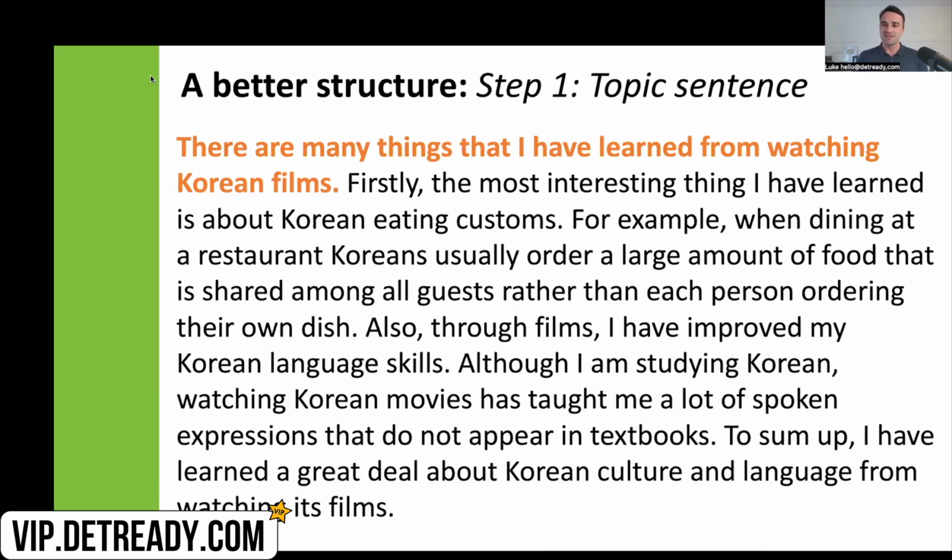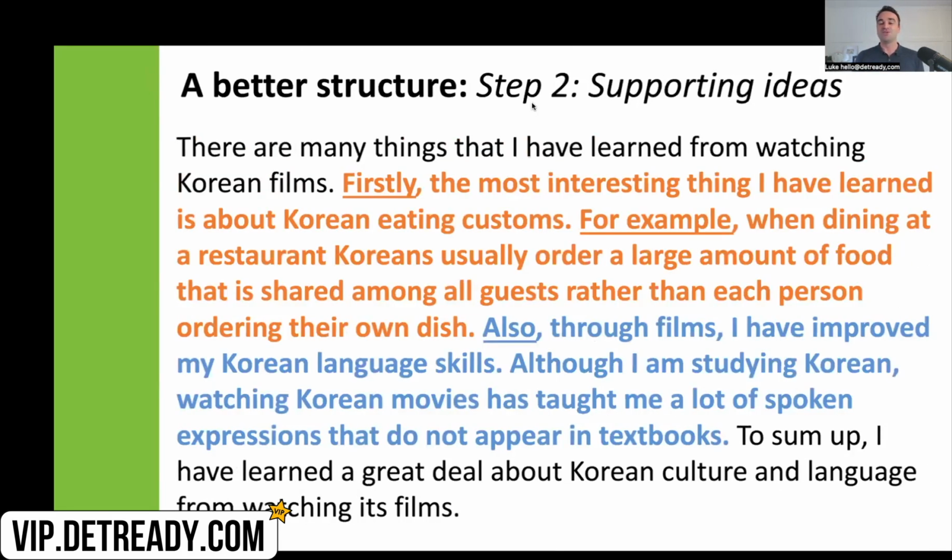First one is a topic sentence. This is really important because it outlines what the rest of your paragraph is going to be about. If you just start with the main body or your ideas or your examples, as you've seen for the previous answer, it's confusing. So if you start with a topic sentence, it makes the rest of your paragraph clear and easy to understand. For example, there are many things I have learned from watching Korean films. Okay, that's my topic sentence. What am I going to talk about next? Of course, I'm going to talk about what I learned, right? This is good because it's clear. This is a clear topic sentence.